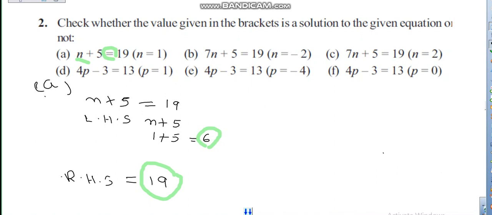Here n is equal to 1 does not satisfy the given equation, so n equals to 1 is not the solution of the given equation.